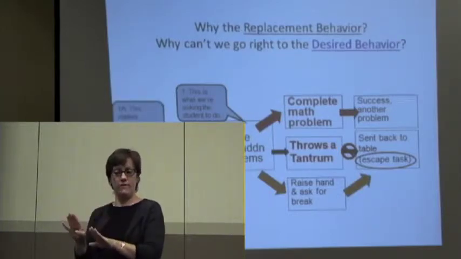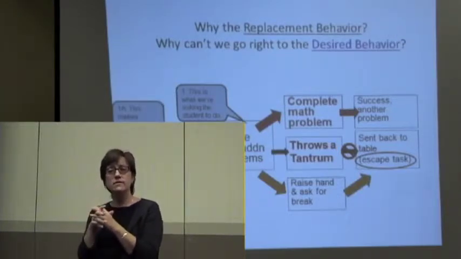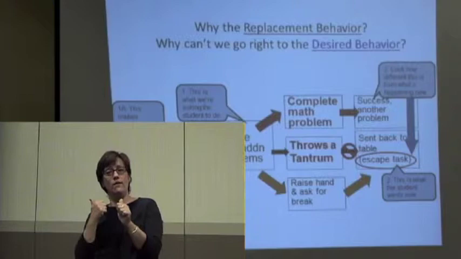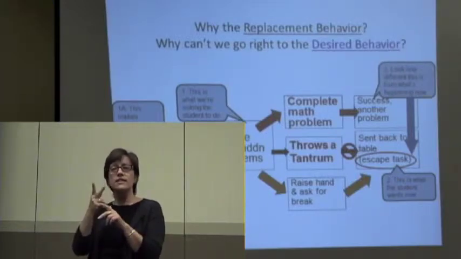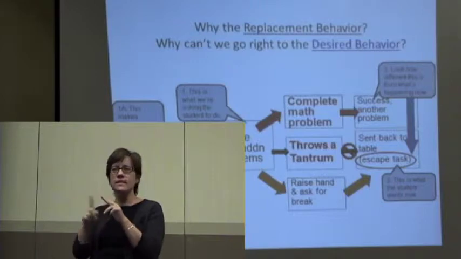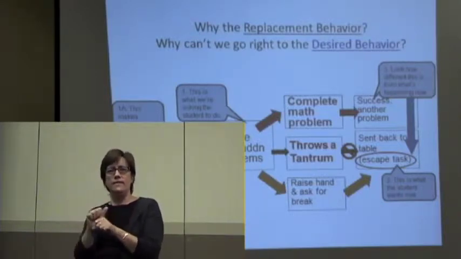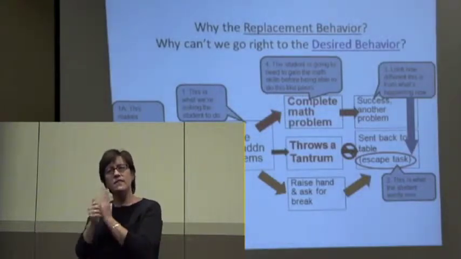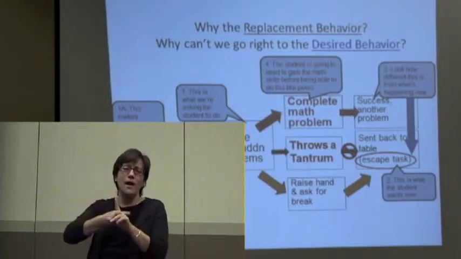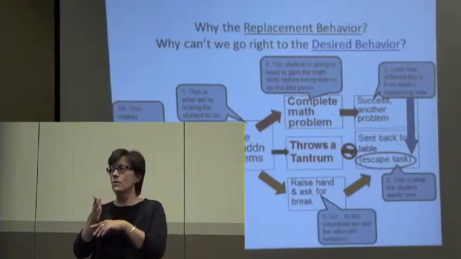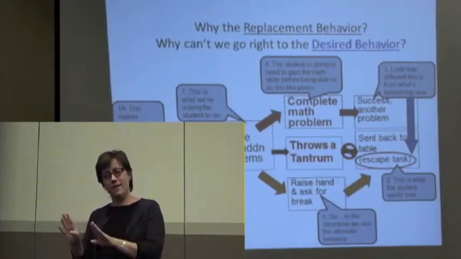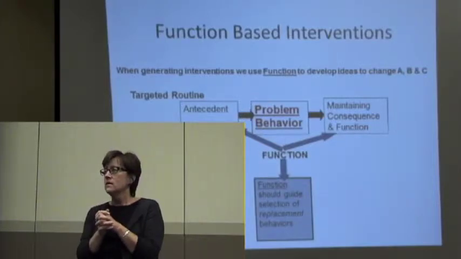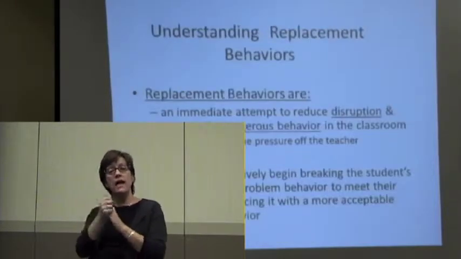So, of course, what we're asking the student to do, the setting event makes the problem a little bit worse. This is what the student wants right now, escaping the task. See how different that is from getting another problem versus escaping the task. I'll take escape the task, right? So I'm going to continue with this. We're going to need to give him some math skills, but that might take a while, maybe a few months, right? So in the meantime, we're going to give him this alternate or replacement behavior. Make sense? Okay. So the function is going to guide the way that we select those replacement behaviors.